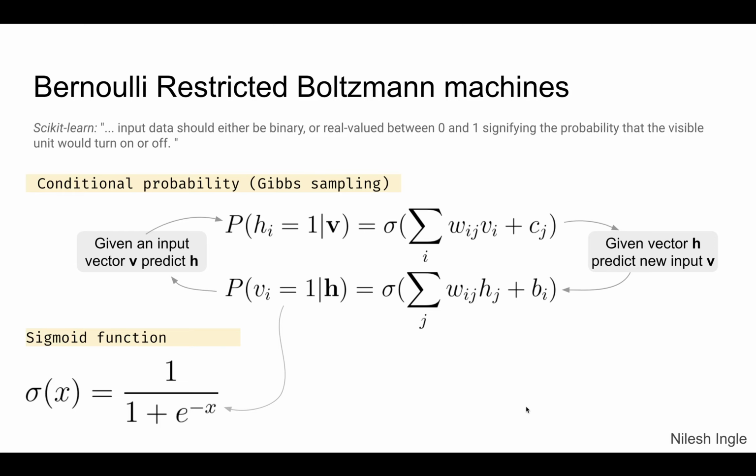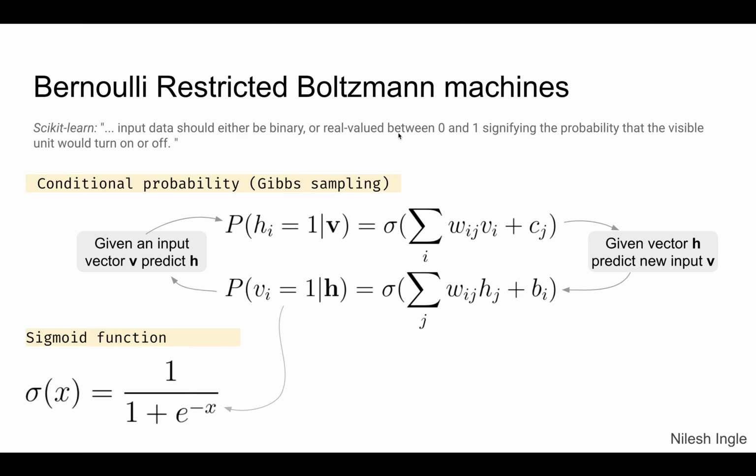In the case of the Bernoulli restricted Boltzmann machine, according to the docs, the inputs have to be either binary, that is 0 or 1, or a value between 0 and 1. So probably we can threshold it to convert it to either 0 or 1. For example, if 0.5 is the threshold, then anything above 0.5 could be 1 and below 0.5 could be 0. And following from the previous equation, we can calculate the conditional probability using the Gibbs sampling method.